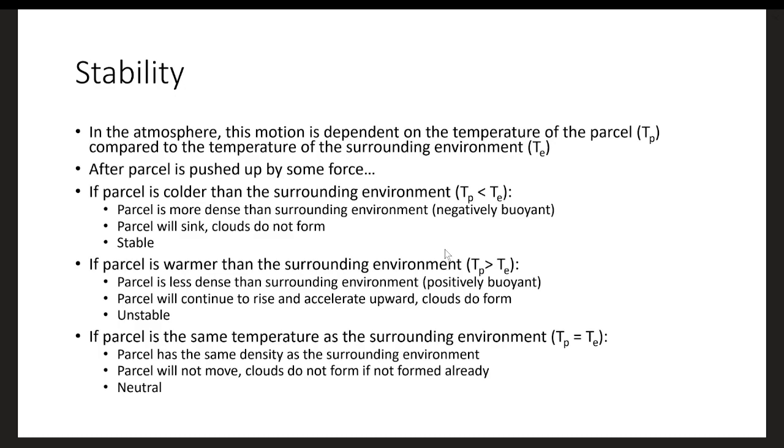But let's say your parcel is warmer than the surrounding environment, Tp greater than Te. The atmosphere wants to be in equilibrium, so it's going to rise to cool off. The parcel is less dense than the surrounding environment, because the molecules are moving around faster in there. So it's positively buoyant. It's going to continue to rise and accelerate upwards, and clouds will form. This is the unstable air mass that we were talking about.